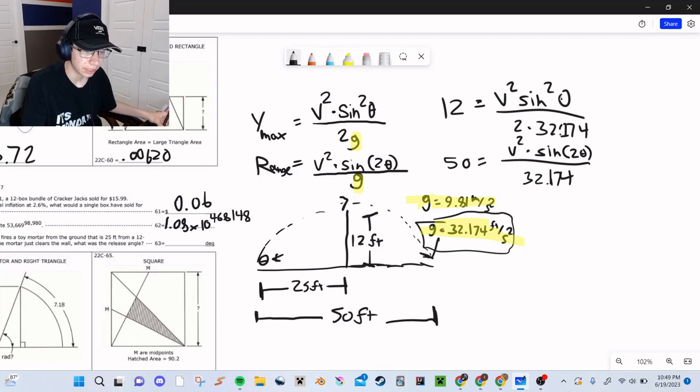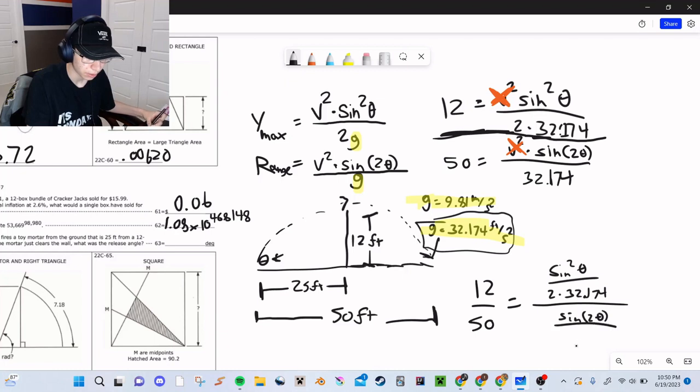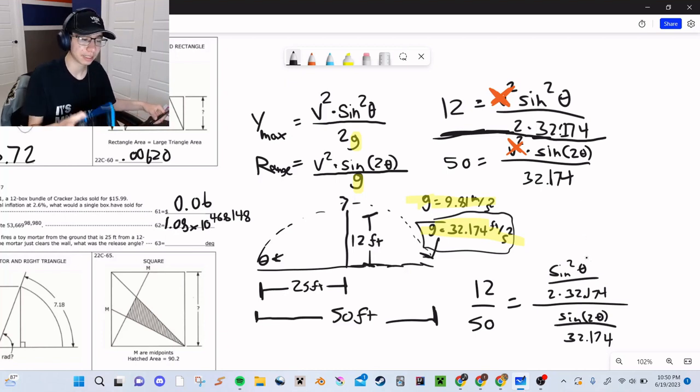And so what we can do here is divide these two equations, then the v squares cancel out. So that removes this unknown variable that I don't know, right? So I'm left with 12 over 50 is equal to sine squared theta over 2 times 32.174 over sine 2 theta over 32.174.